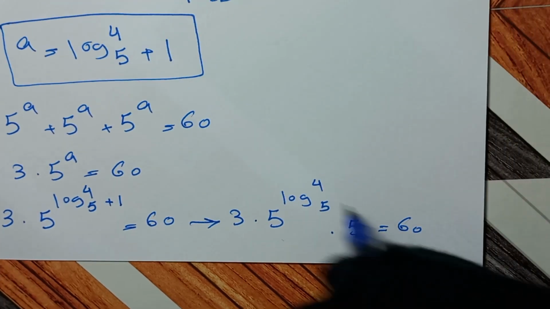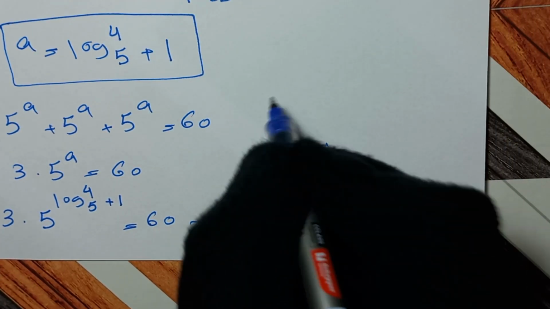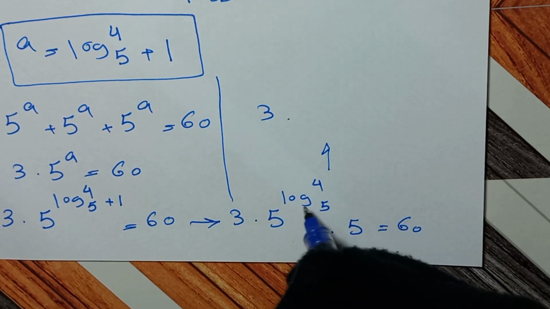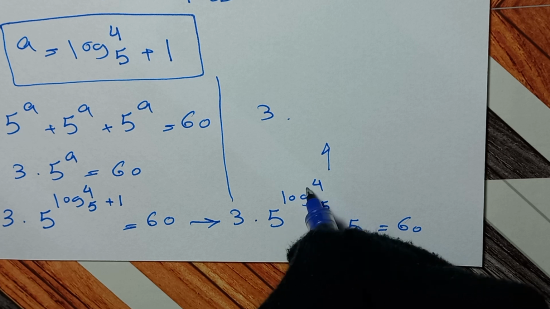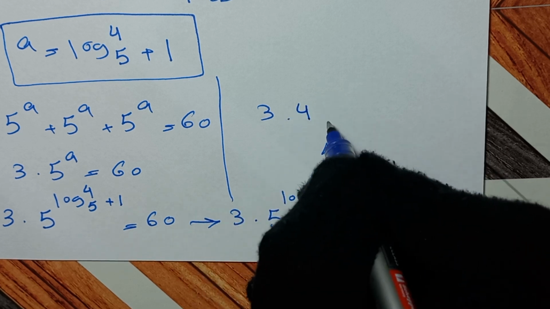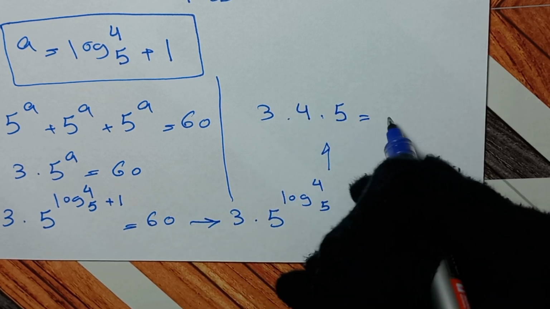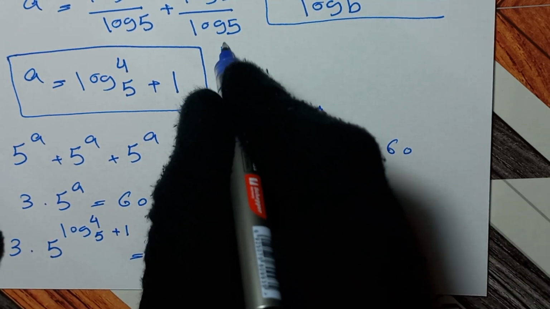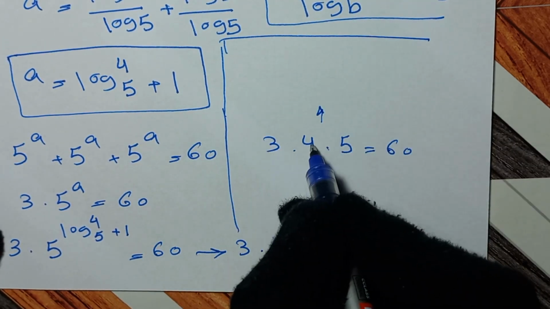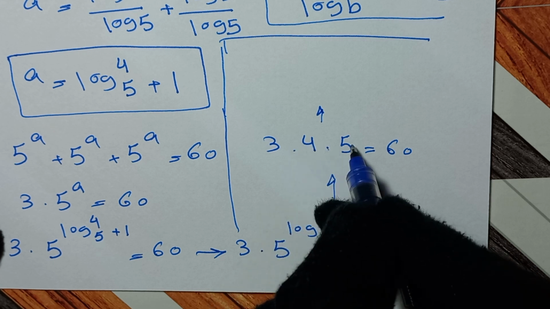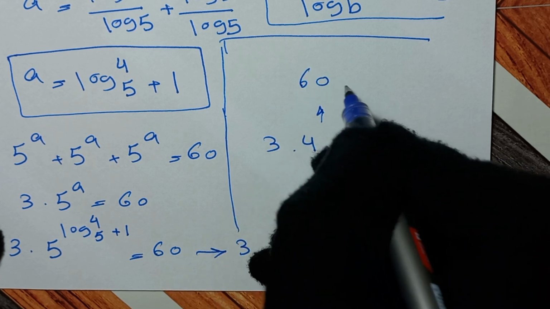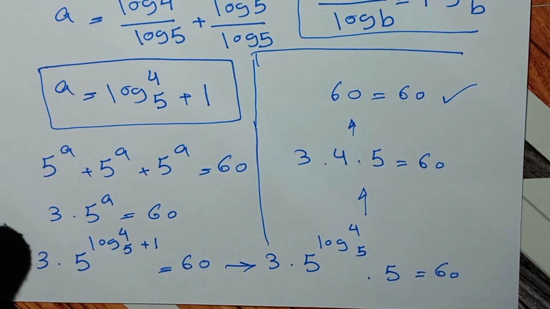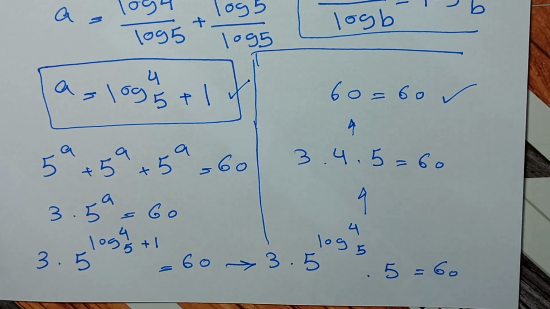And we write here, it will be 3 times 5 to the power of log of 4 to base 5, which is 4. So 3 times 4 times 5 is equal to 60. 3 times 4 is 12, and 12 times 5 is 60. So 60 is equal to 60, and our answer is correct. So this is our final answer.